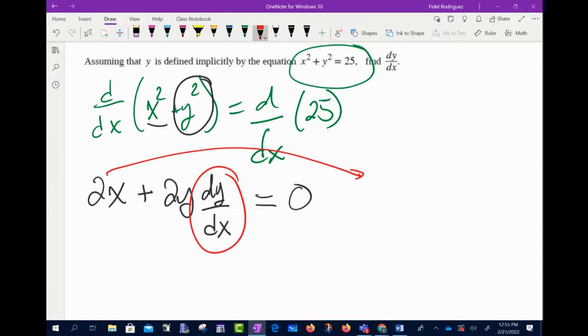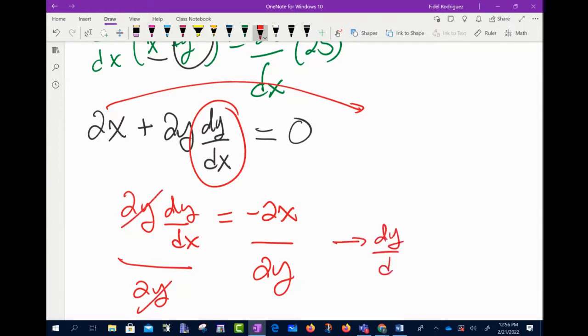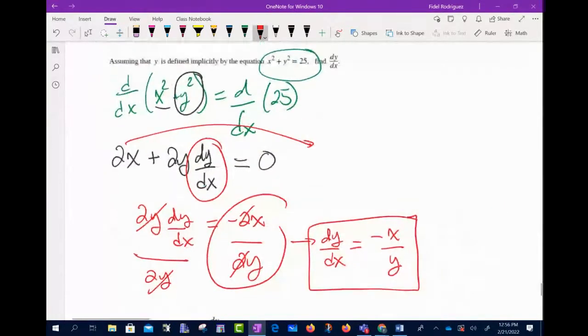So look, I'm going to move this 2x over. Everybody agree that that becomes a minus 2x? Okay? And because I want to solve for dy/dx, I'm going to go ahead and divide both sides by 2y, so that now we have dy/dx is equal to, y'all agree we can get rid of those 2's? A negative x over y. And we have found the derivative of that equation, okay?